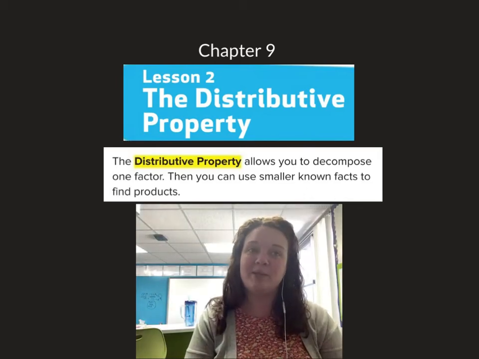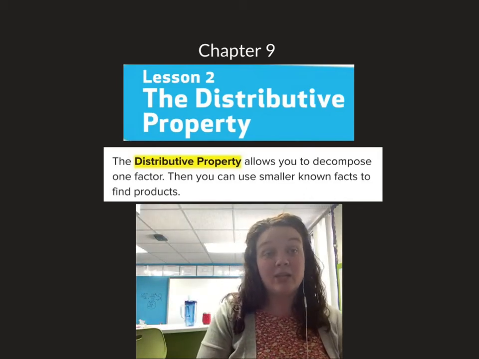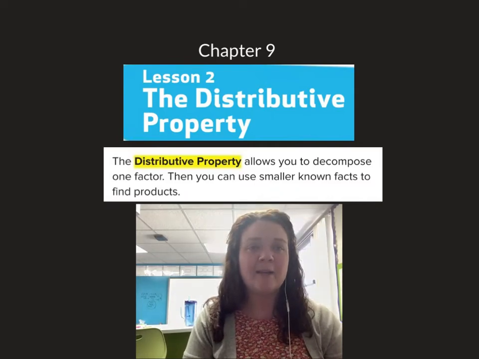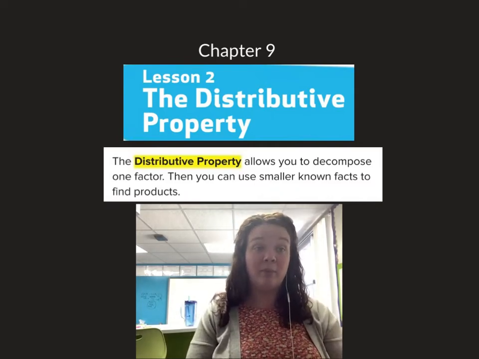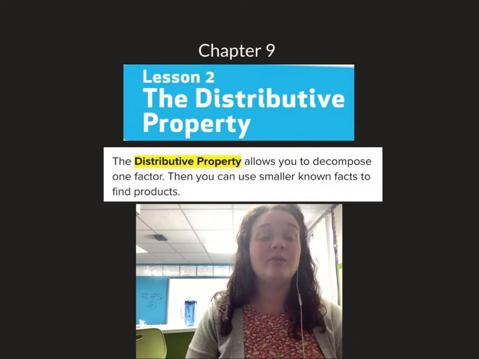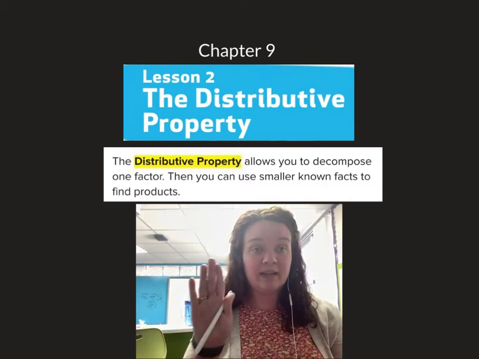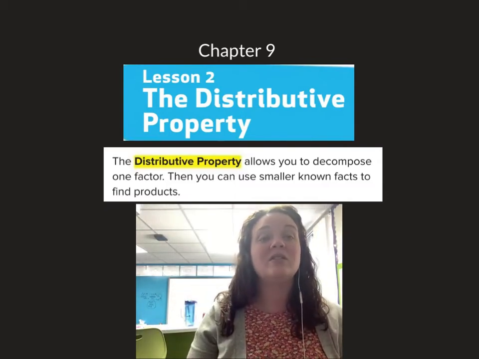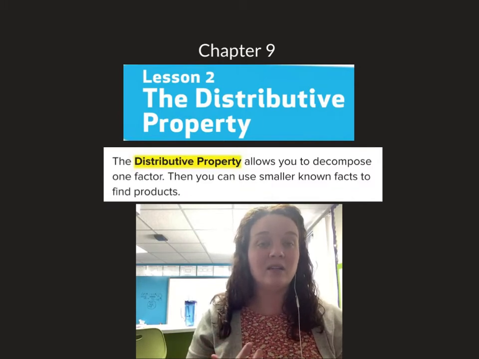And welcome to Chapter 9, Lesson 2. Today we're going to be talking about the distributive property. The distributive property allows us to decompose or break apart one factor. And then you can use smaller known facts to find the products.